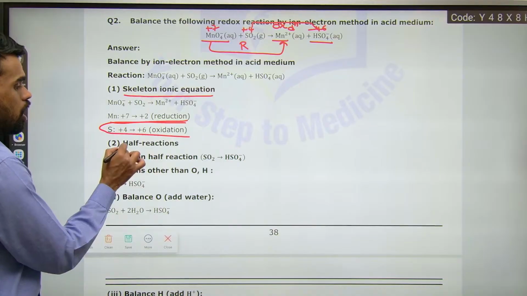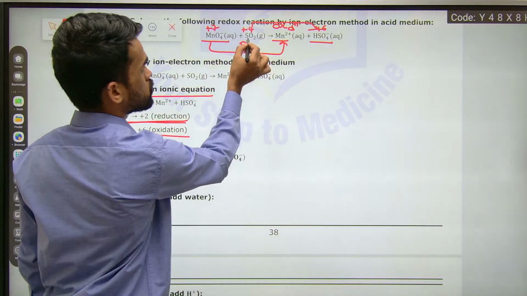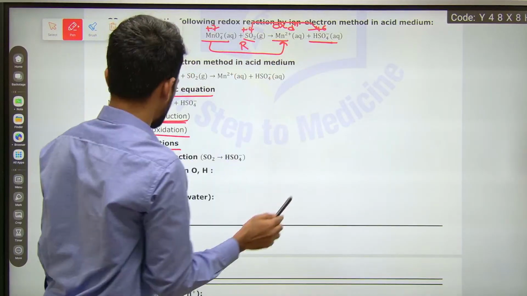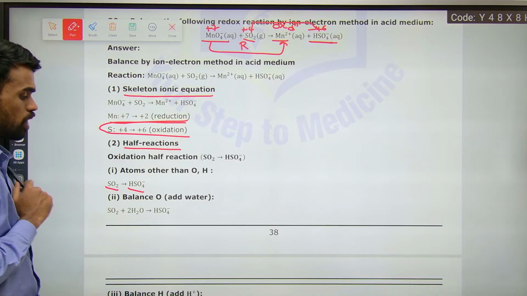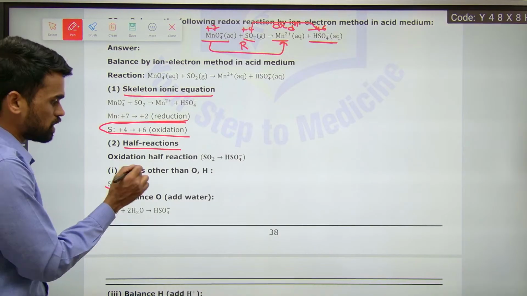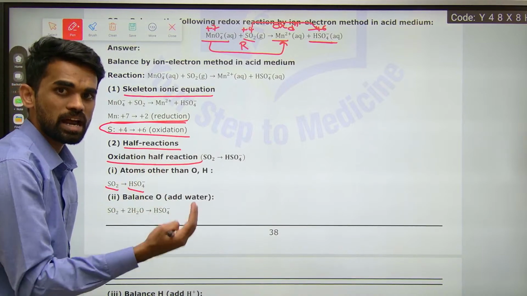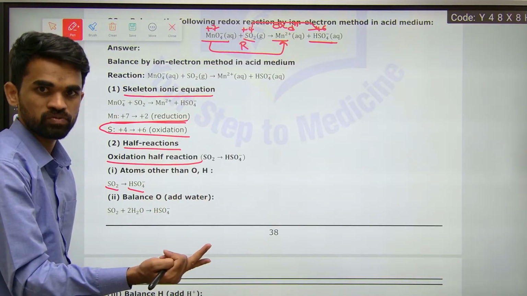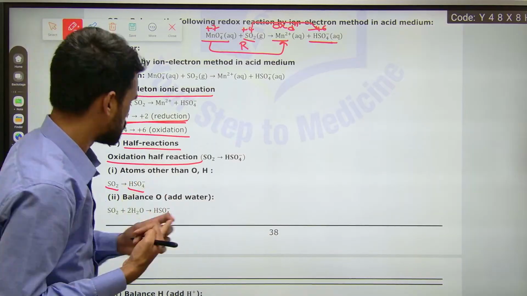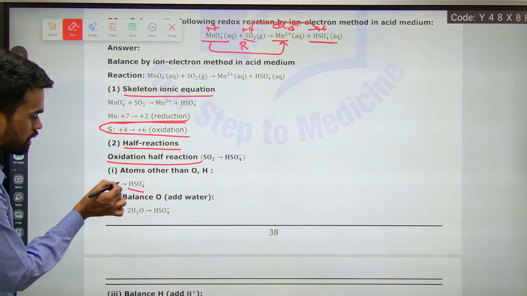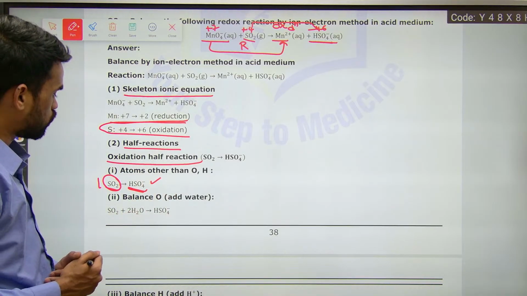Next, the half reaction. What is the oxidation half reaction we have? See, which is undergoing oxidation? SO2 converting into HSO4 minus. Take that, SO2 giving rise to HSO4 minus. Now what to do? Once after writing the oxidation half reaction, first balance all other atoms except oxygen and hydrogen. Now sulfur, how many are there on the reactant side? 1. Product side also 1. Yes, sulfur is balanced.